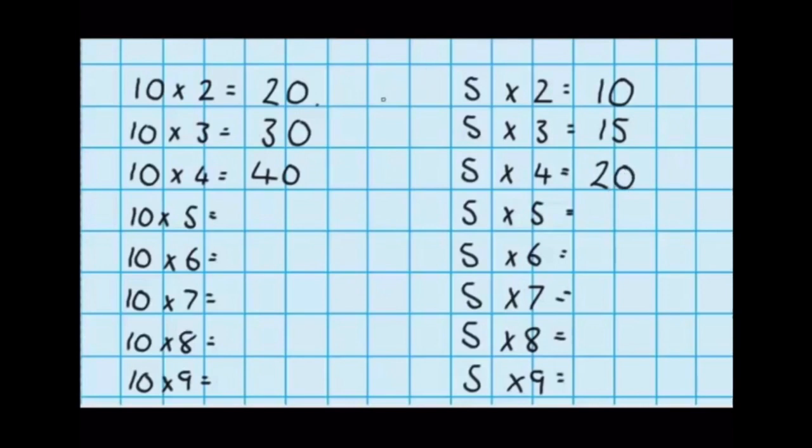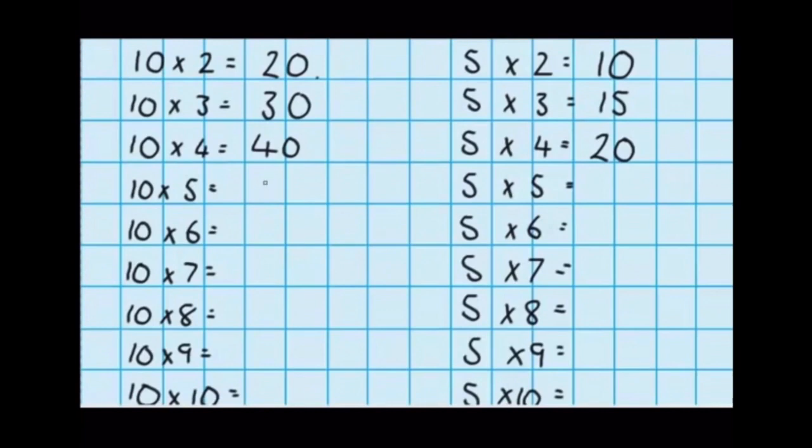Can you spot a pattern between the answers to your 10 times tables and the answers to your 5 times tables? Let's try a couple more. 10 times 5 is 50, and 5 times 5 is 25, and 10 times 6 is 60, and 5 times 6 is 30. Well, hopefully you've spotted that the answers to your 5 times tables are half as big as the answers to your 10 times tables.